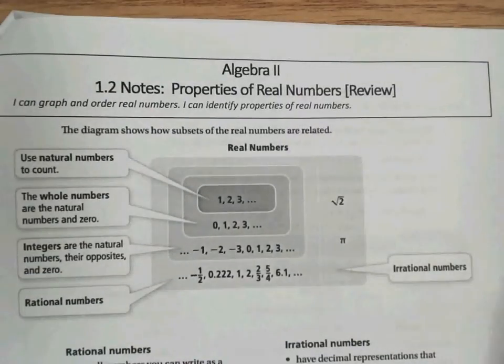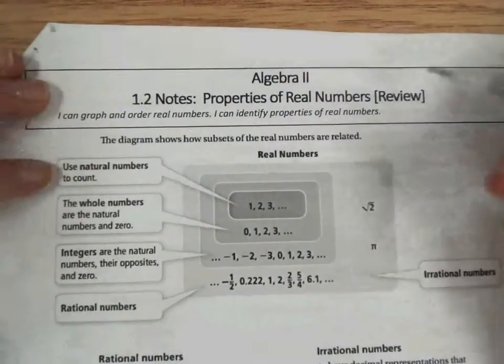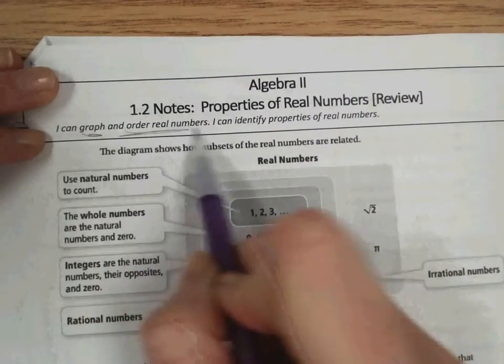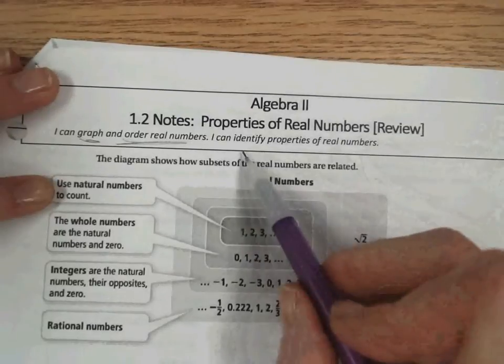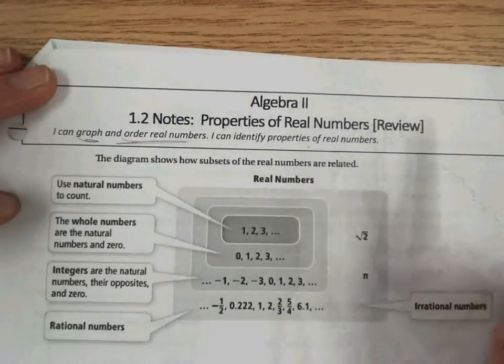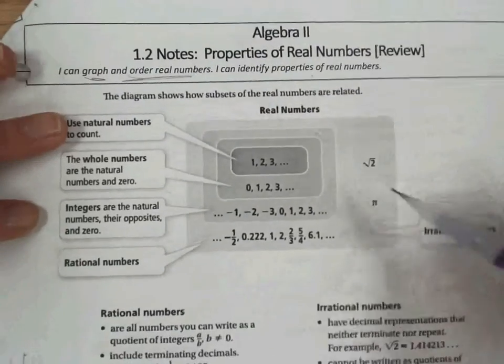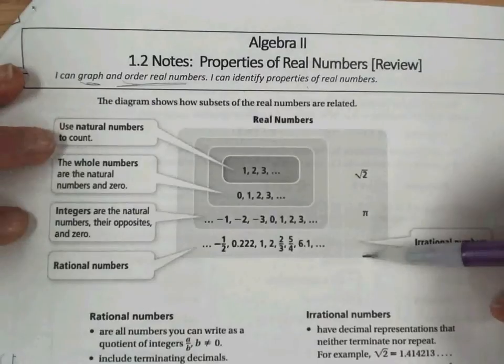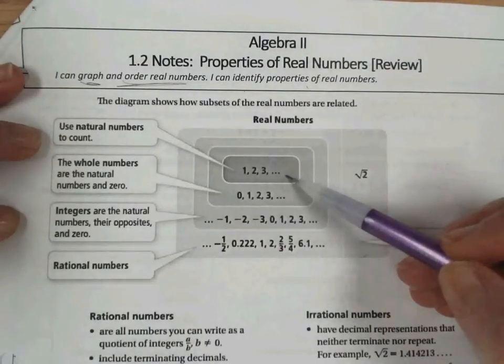On the next slide here, we're talking about section 1.2. So we've just transitioned sections, and we have a goal here to be able to graph and order real numbers, and also to be able to identify properties of real numbers. So two different goals. First, you've probably seen this figure before, this Venn diagram, which helps us to consider all of the different groups of numbers.